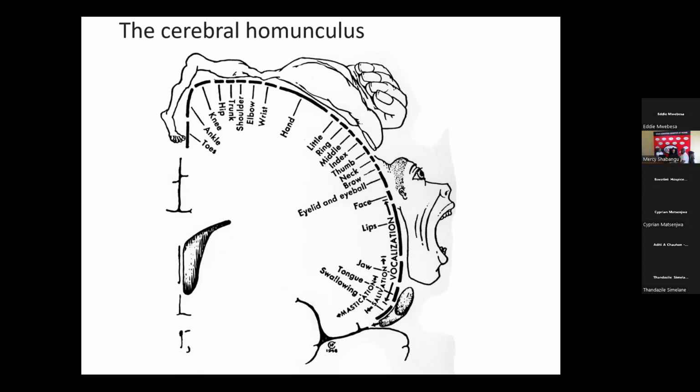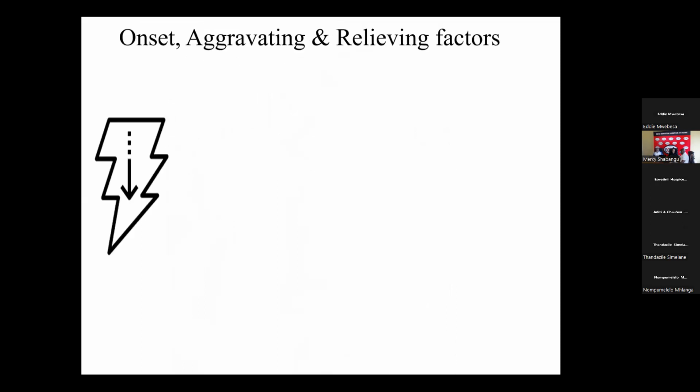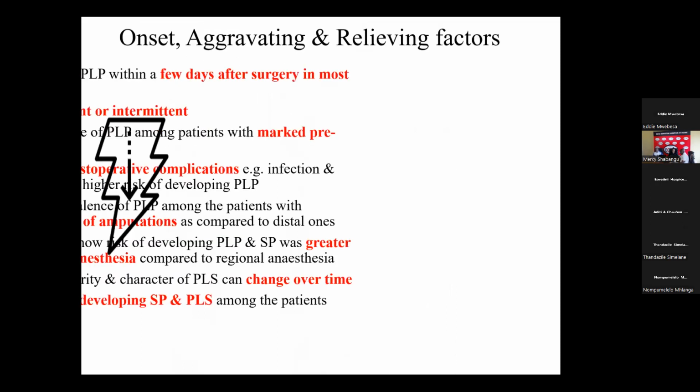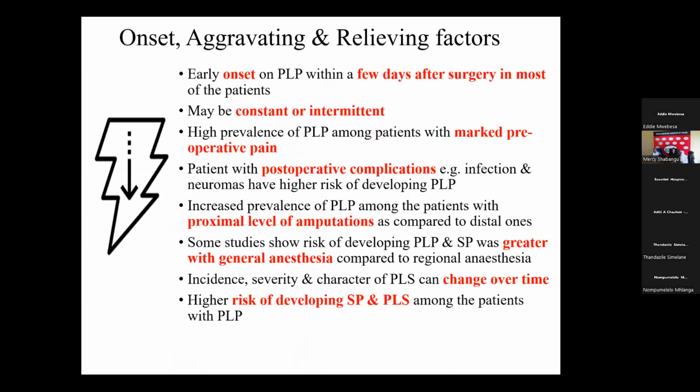The processes are quite complex, but this diagram really lets you see that limb amputations are very much prone to producing the phenomenon of phantom limbs. So what have we seen in the literature? They will be talking about the phantom phenomenon sometimes happening very early after surgery for many patients. The pain may be constant or it may come and go.